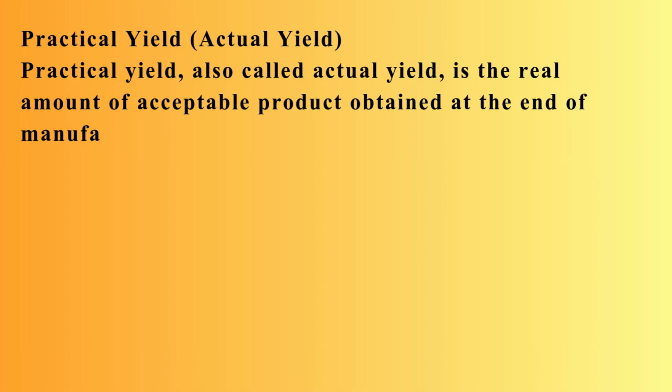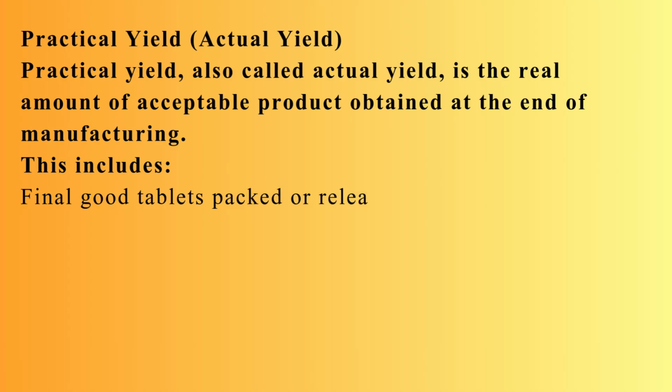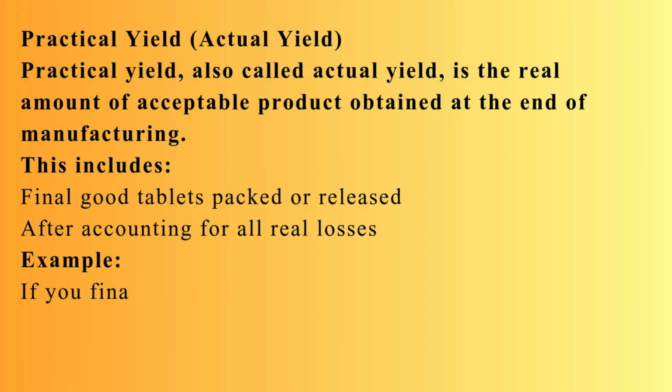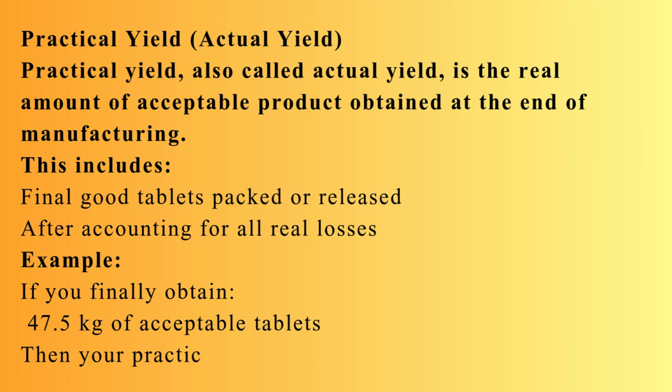Practical yield, also called actual yield, is the real amount of acceptable product obtained at the end of manufacturing. This includes final good tablets packed or released, after accounting for all real losses. Example: if you finally obtain 47.5 kg of acceptable tablets, then your practical yield equals 47.5 kg.